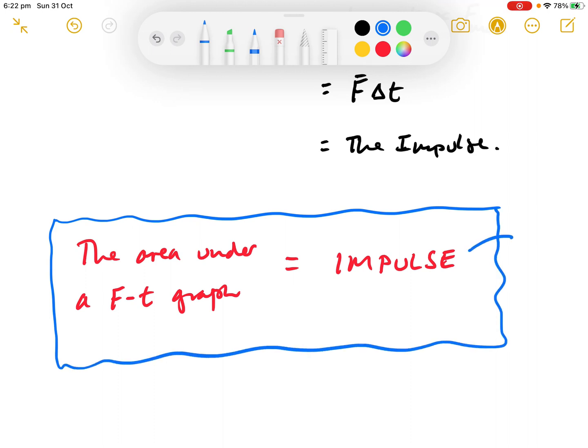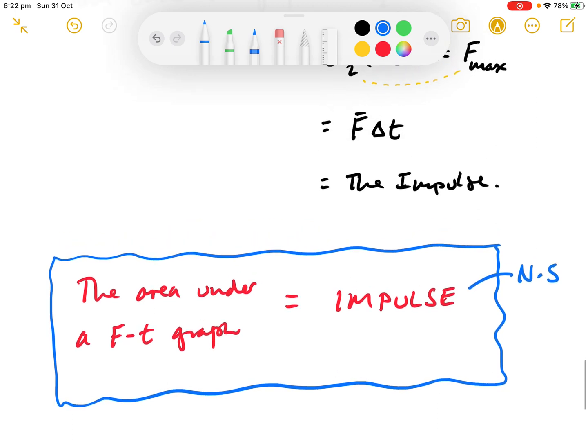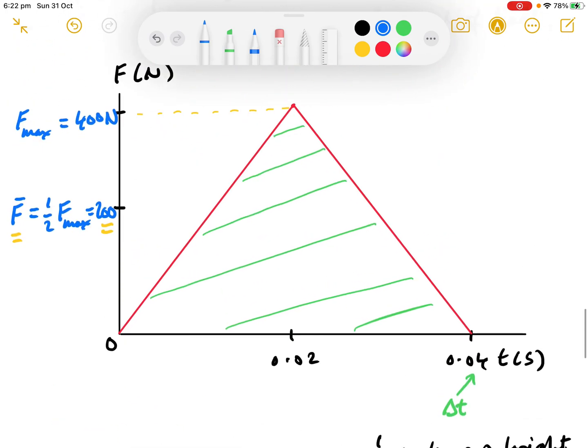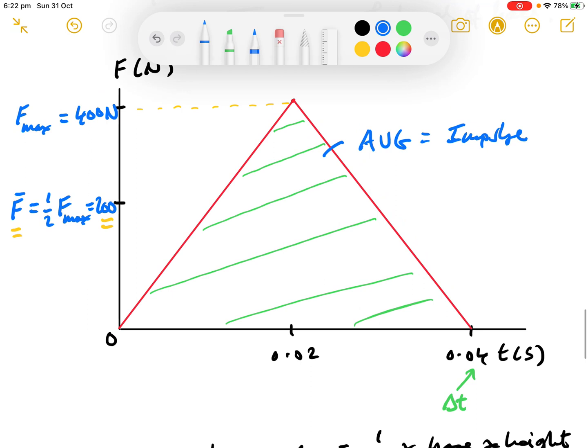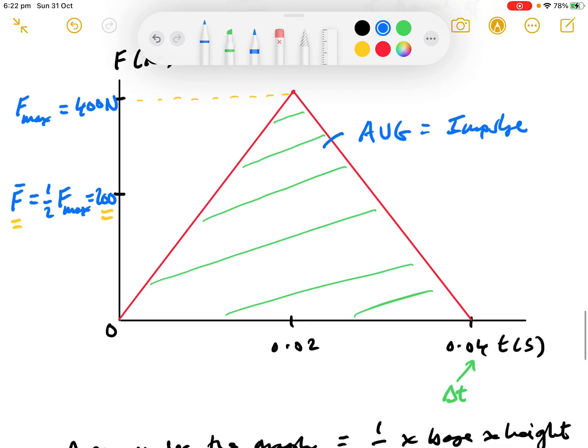Okay, and that of course would have units Newton seconds. Now remember, impulse equals change in momentum, so if you get the impulse from that area, you've got the impulse in Newton seconds. That's numerically equivalent to the change in momentum. So sometimes you get at the change in momentum by looking to get the impulse.